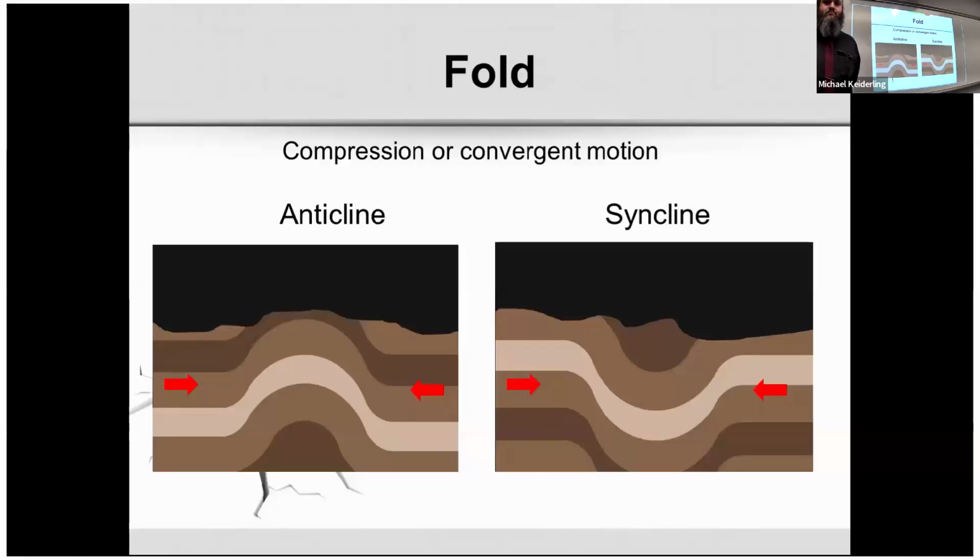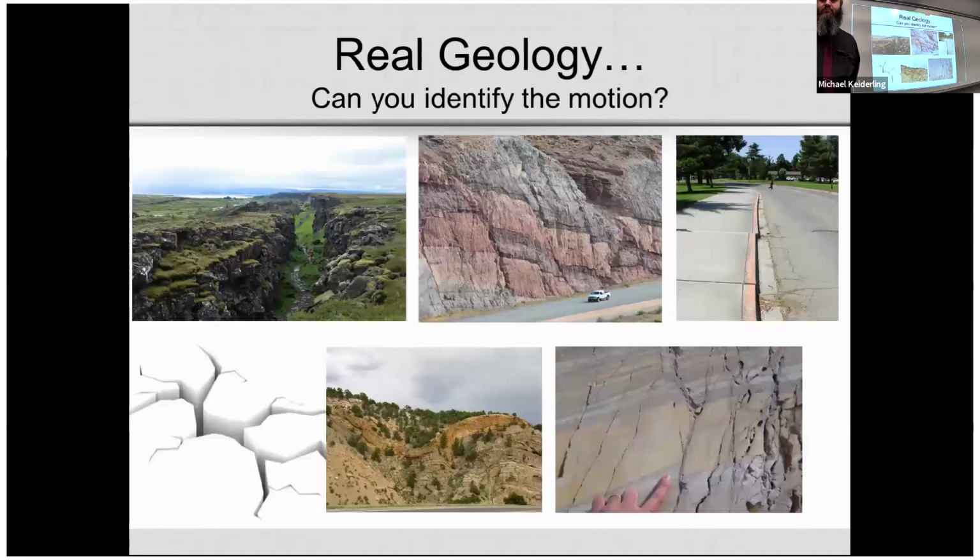An upfold is referred to as an anticline. The downward or U-shaped fold is referred to as a syncline. Let's take a look at what this looks like with real geology. Can you identify the motion from these real images? Let's take a look at these 5 different features.